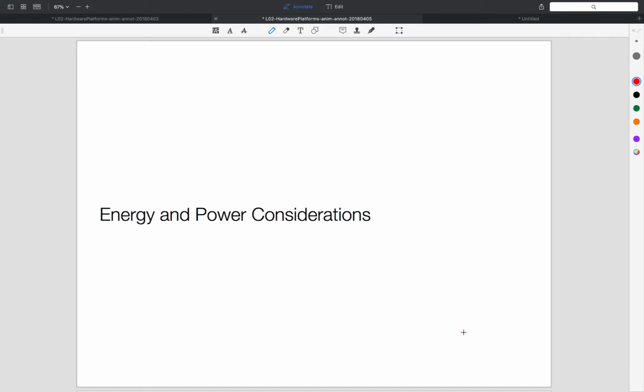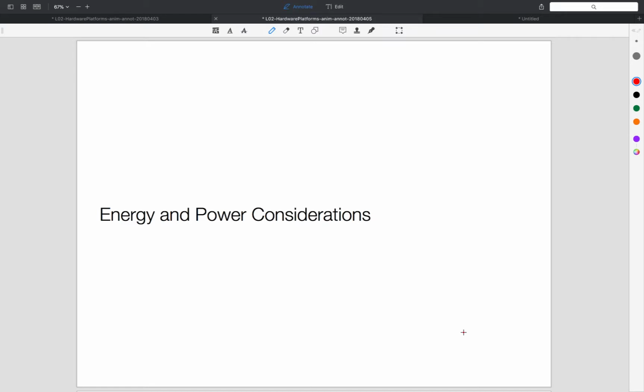So the first thing I want to cover in this lecture is energy and power considerations. As you might imagine, particularly for a wearable device, that's quite important, but in many other contexts also, such as embedded devices, it plays an important role. Not all embedded devices are power constrained. They may be plugged in, but a lot of them are energy and power constrained.